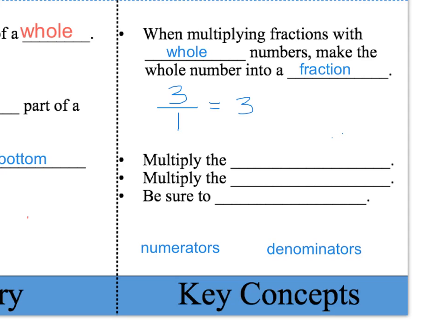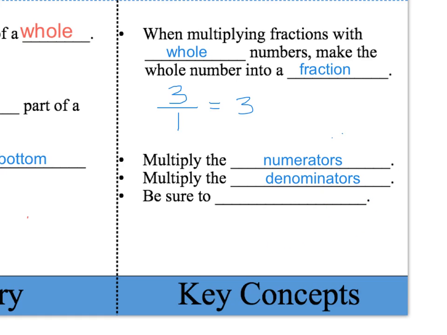Once you finish that first step, the next step is to multiply the numerators. Remember, that was the numbers on the top. Once you multiply the numerators, then you multiply the denominators, which were the numbers on the bottom of the fractions. And then finally, for any fraction, make sure you reduce your final answers. A lot of people tend to get the rules for adding and subtracting fractions mixed up with multiplication. You do not need common denominators. So go ahead and write that down at the very bottom of your key concepts. You don't need common denominators to multiply fractions.